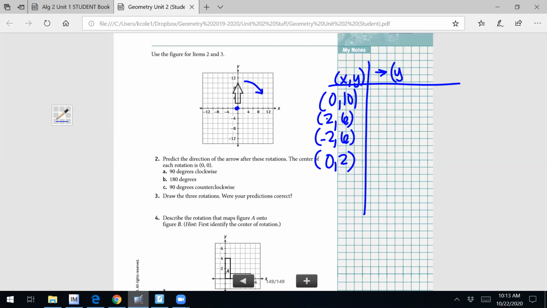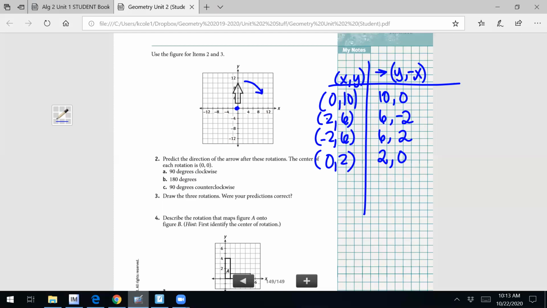Okay, so we've got Y first and then the opposite of X. So my Y's need to come first: 10, 6, 6, 2. Then I need to make my X negative. There's no such thing as -0, so just 0. This one's going to be -2, and this one is +2, and this one is 0.